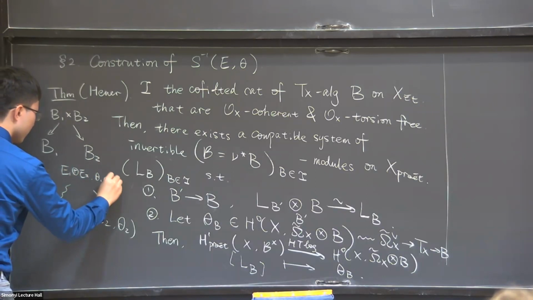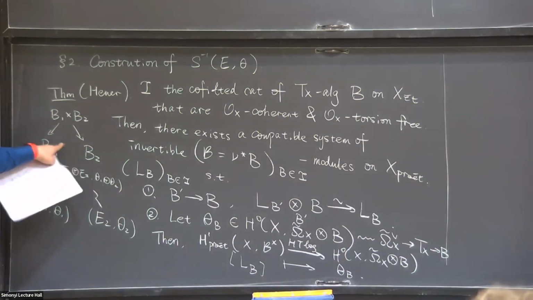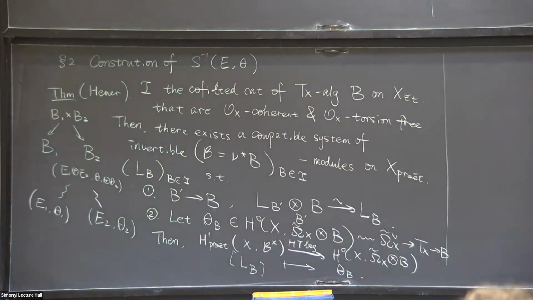Are you explaining now that I'm allowed to take I to be all such B? I think maybe perhaps surjections of this, I'm not sure. I didn't specify to only surjections. So the morphisms in this category are all TX algebra homomorphisms. And this tells you this is a co-filtered category.